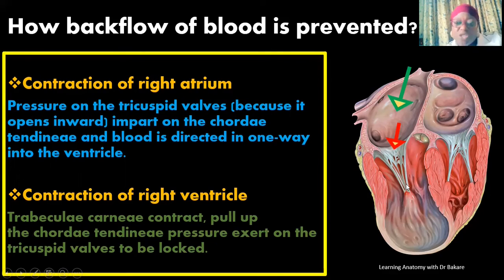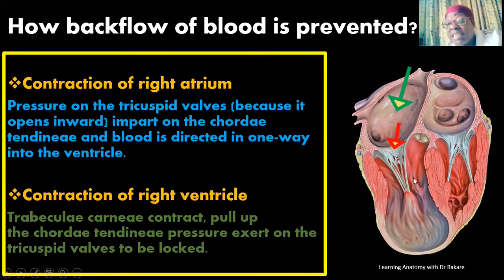So this contraction will then cause the chordae tendineae that is connected to the papillary muscle to pull upward. As it pulls upward, it's going to lock the tricuspid valve. And because of this locking, the deoxygenated blood within the right ventricle will not be able to flow back into the right atrium. And that is the mechanism in ensuring that deoxygenated blood is not taken backwards.